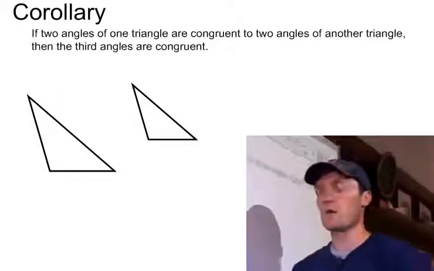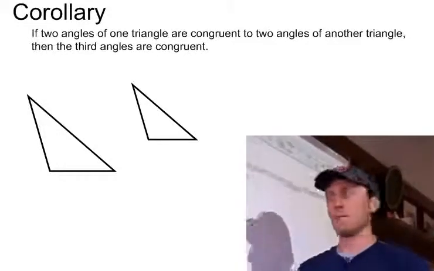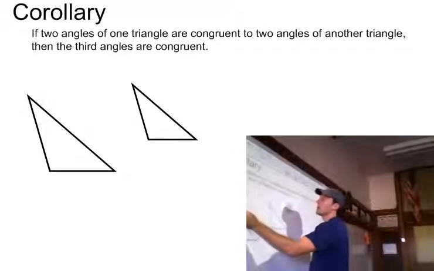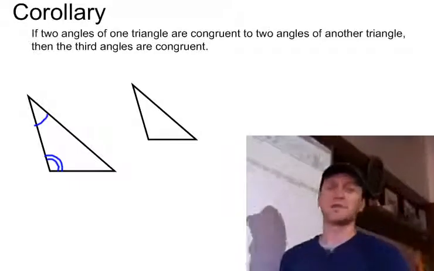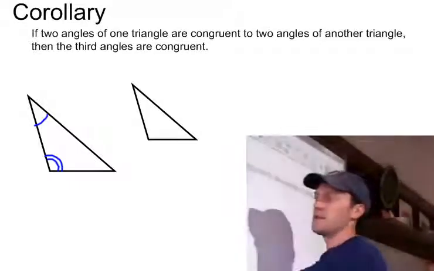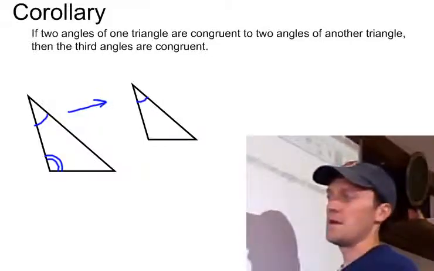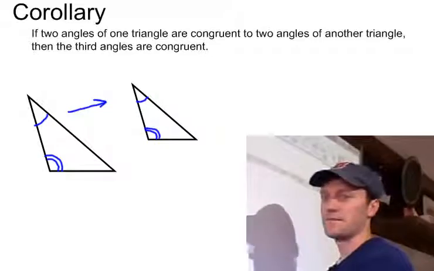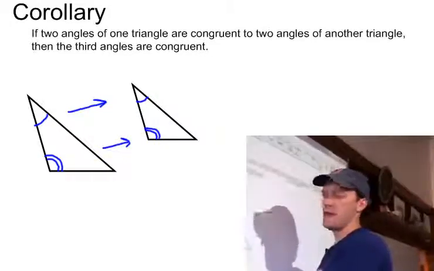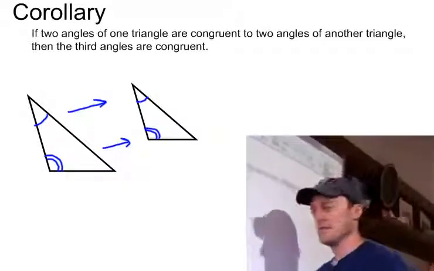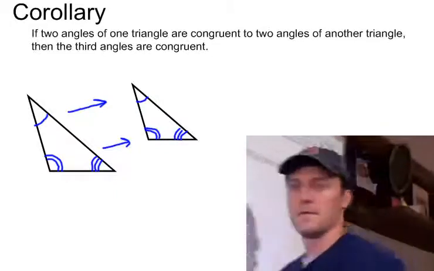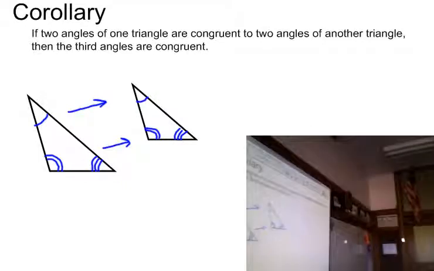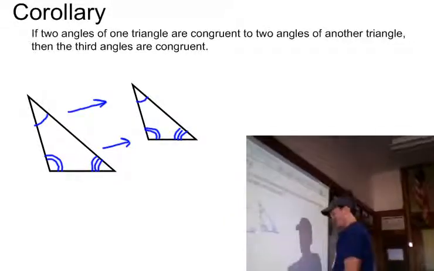Okay, so now here's a corollary that goes along with this. It's pretty wordy, but it's saying that if two angles of one triangle, so let's say this angle and this angle, are congruent to two angles of another triangle, so let's say this one is congruent to this one, and this one is congruent to this one, then the third angle is congruent to the third angle. This angle is congruent to this angle.